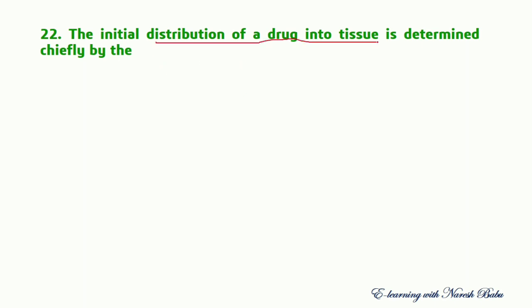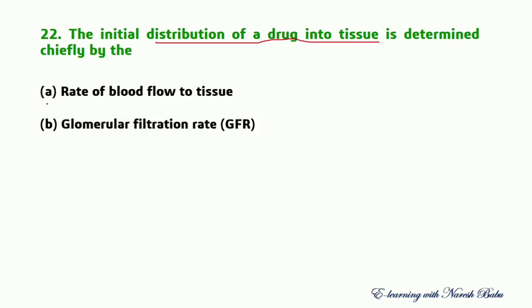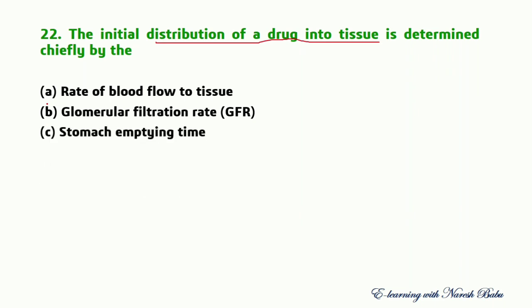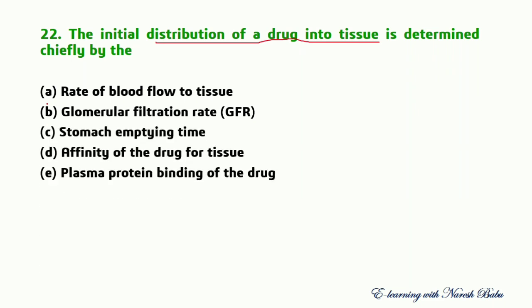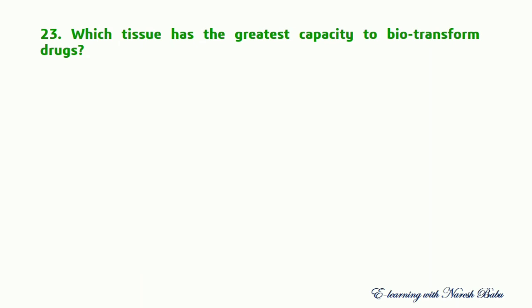So the initial distribution of drug into tissue is determined chiefly by: rate of blood flow to tissue, glomerular filtration rate, stomach emptying time, affinity of the drug for tissue, or plasma protein binding of the drug. We can estimate this by using the rate of blood flow to tissue. Using this, we are estimating the distribution of drug in the tissue.